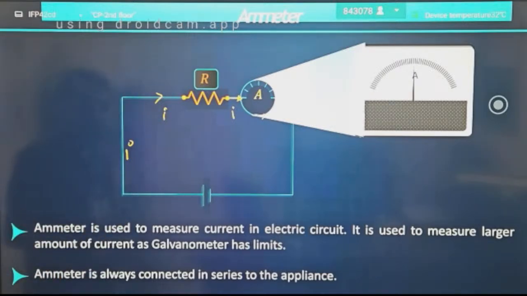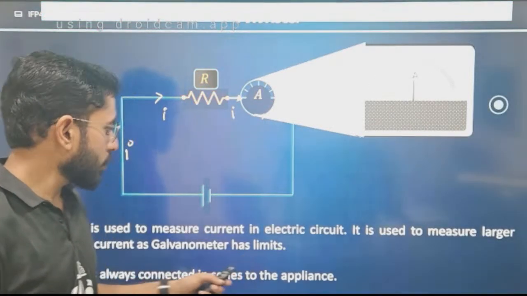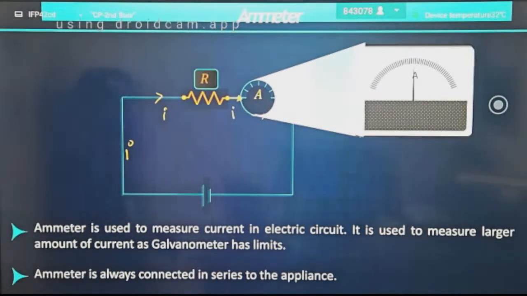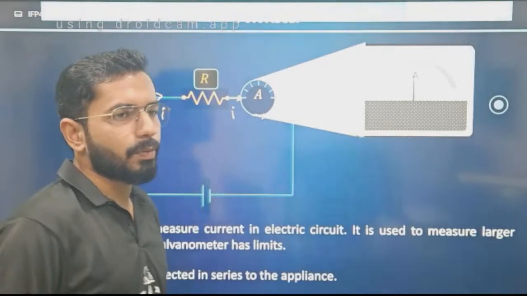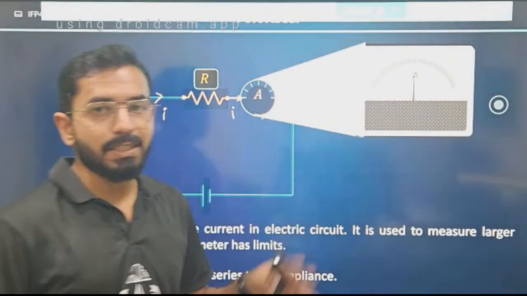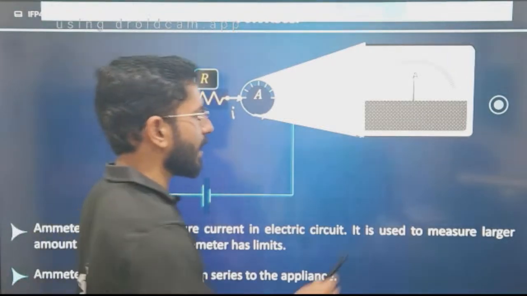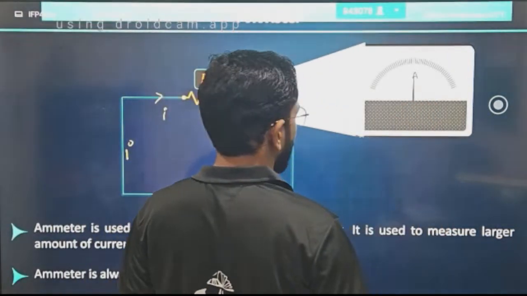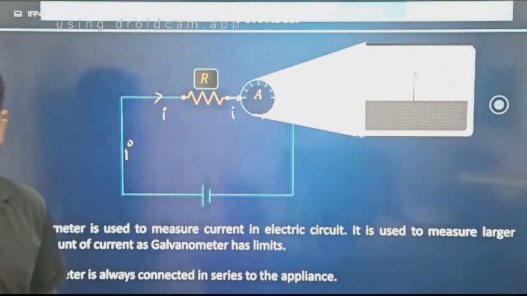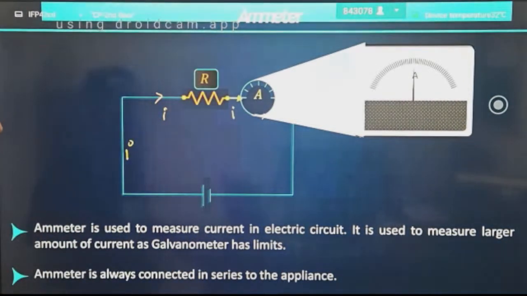Now what is this ammeter? An ammeter is used to measure the current in an electric circuit. It is used to measure a larger amount of current, as the galvanometer has limits. I've told you that the galvanometer has a higher limit of 10 milliampere only. So if you want to measure a larger current, that's why we introduce an ammeter. The ammeter also looks the same and also shows deflections, and how we convert a galvanometer to an ammeter is the thing from where questions will be asked.